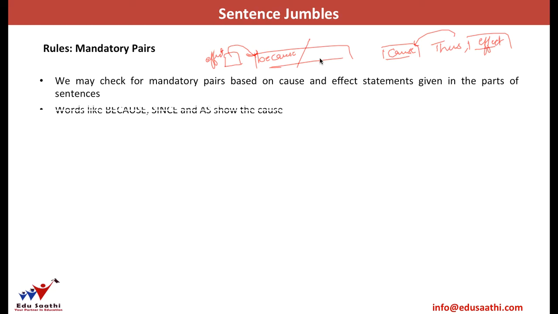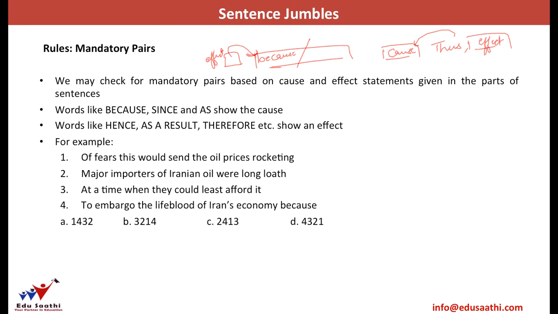Now, for example, I see this question. I've said because, since and as show the cause, and hence, as a result, therefore will show an effect. Now if I read this question, it is very difficult to estimate where the subject is, where the verb is, where the object is, because the parts of the sentence are very big. Right, now how do I judge?